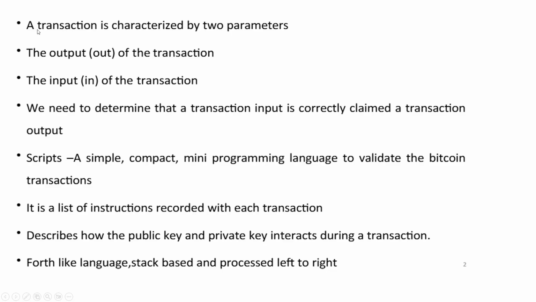So basically speaking, what is meant by a transaction in a blockchain network? When you say there's a transaction, there are two parameters. One is what goes into the transaction, we call it the input, and at the end of the transaction, what happens is the output of the transaction. So you'll have to determine that the transaction input is currently claimed as a transaction with the transaction output also. So that is very important.